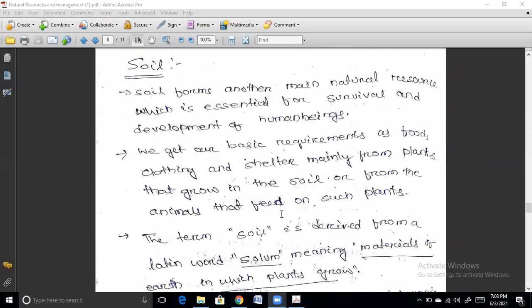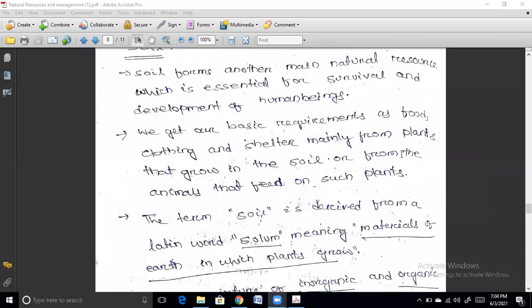Okay, let's see the soil. Soil as a natural resource. As you know, soil is another main natural resource, which is essential for the survival and development of human beings. Human beings develop on soil and survive on soil.